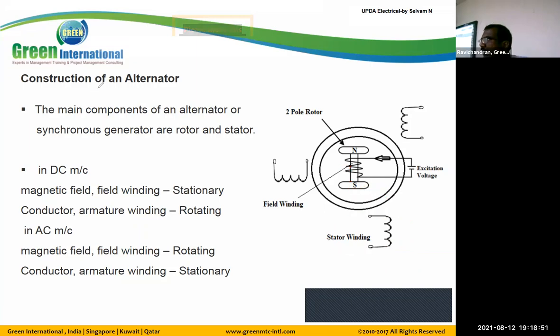So in the alternator, the conductor, that is the armature winding, collects the electricity. Here we have a terminal box. In the terminal box, we are collecting the electricity. Here the armature winding we call a stator winding, and the field winding we call a rotor winding.